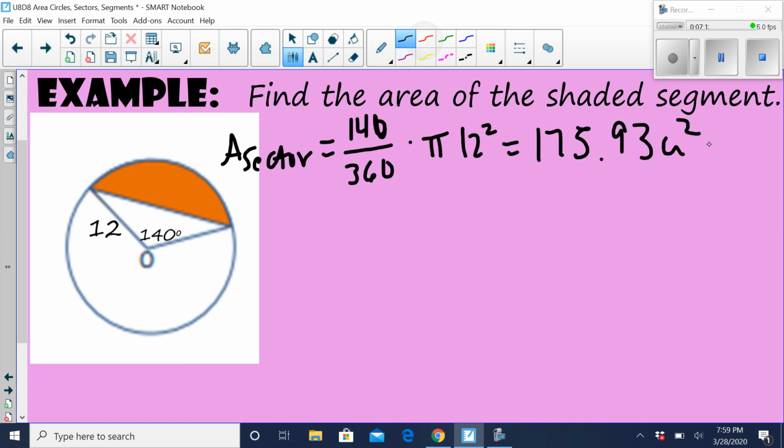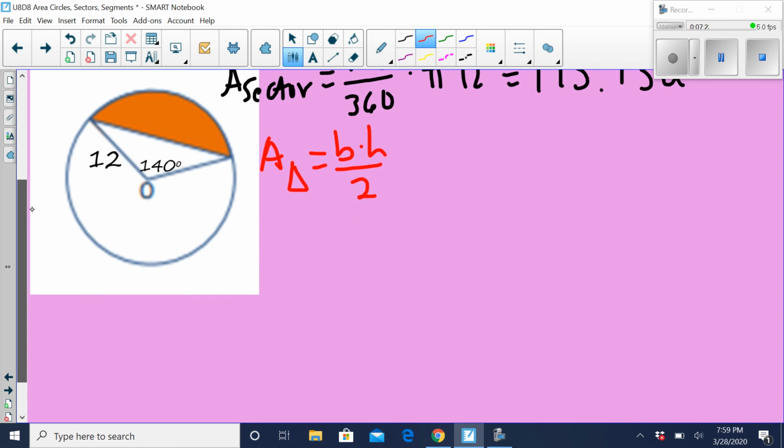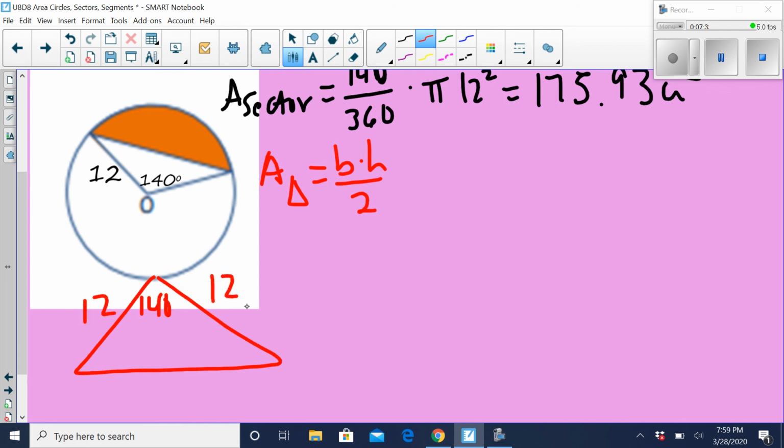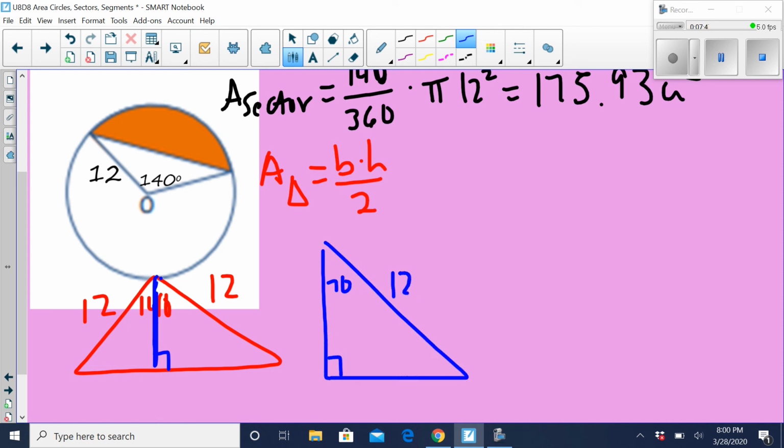Next, I'm going to calculate the area of the triangle. For area of the triangle, remember we go base times height divided by 2, and we're going to have a little bit more workspace here. So if I draw out that triangle, I know the top angle here is 140, and each radius is going to measure 12. We're going to draw in the altitude. This is going to be 70 here. This is our 90, and then the side length is 12.